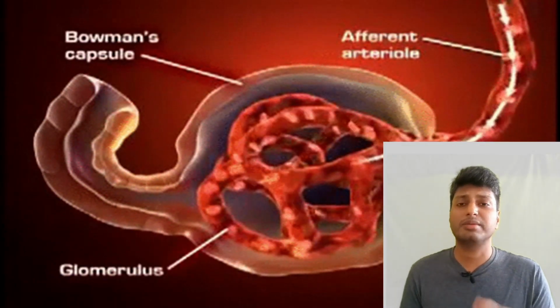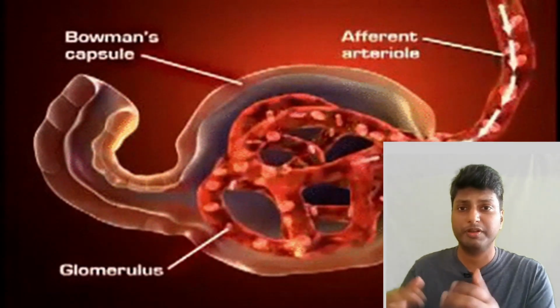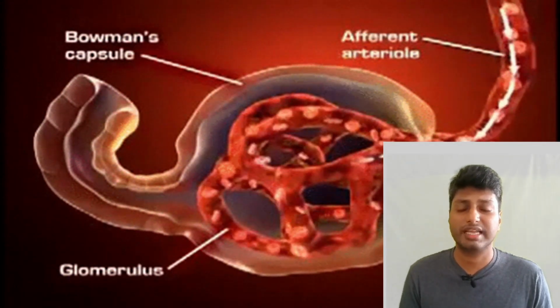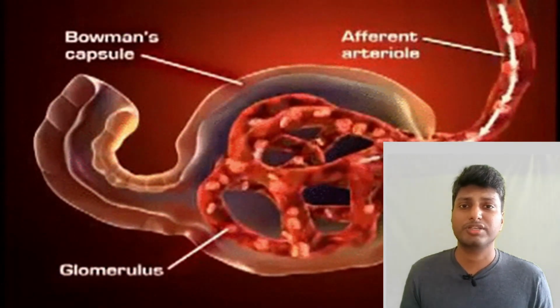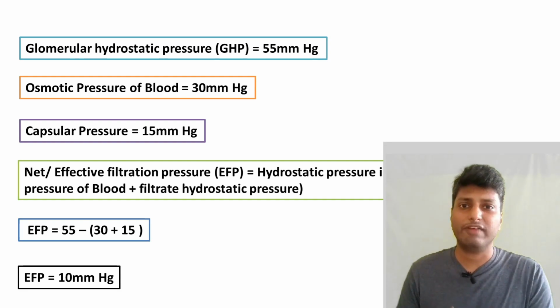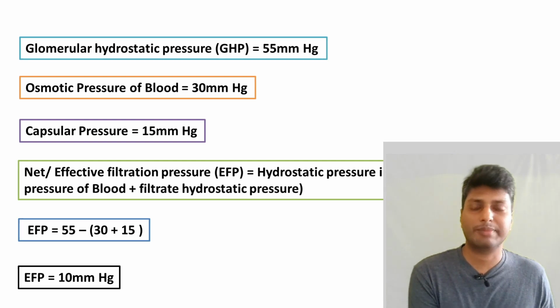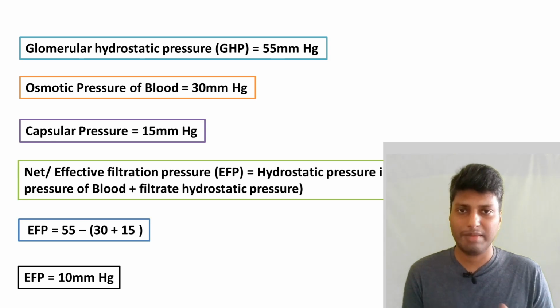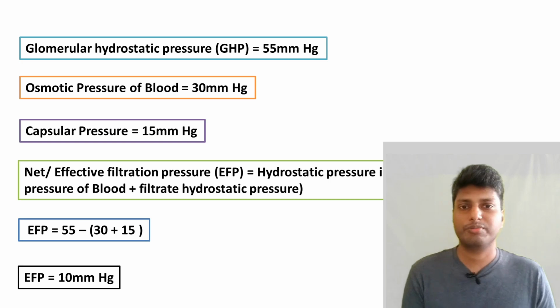At the same time, there is some pressure created by the fluid previously present inside the capsule, and again this is a negative pressure because it provides resistance to the flow. This pressure is called capsular pressure, and it is around 15 mm of mercury. Now if you calculate the net effective pressure, it is equal to the glomerular hydrostatic pressure minus the osmotic pressure plus the capsular pressure. If you calculate this, it comes to around 10 mm of mercury. So the effective filtration pressure is equal to around 10 mm of mercury.